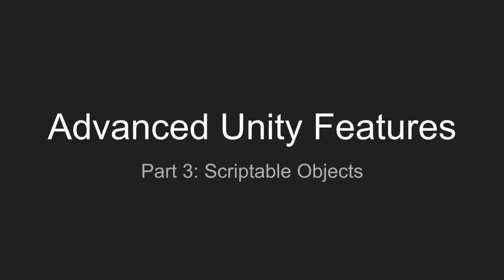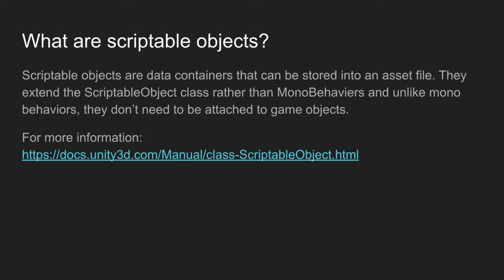Welcome to my workshop on scriptable objects. What are scriptable objects, you may ask, and have already asked? Well, scriptable objects are basically data containers that you can store in an asset file. Not only that, but they're completely separate from game objects. So you don't need to attach them to game objects, they just exist. Unlike MonoBehaviours, which you do need to attach to game objects. If you want more information, you can go to that URL.